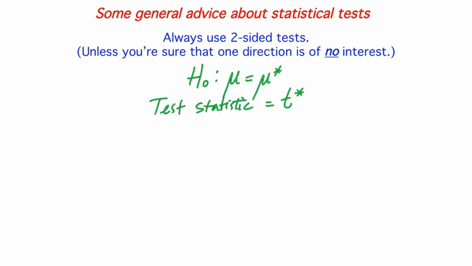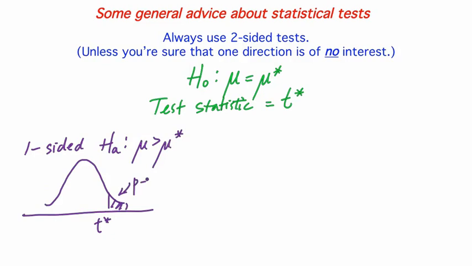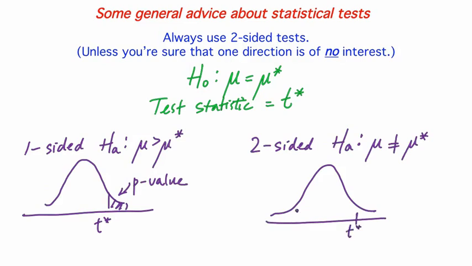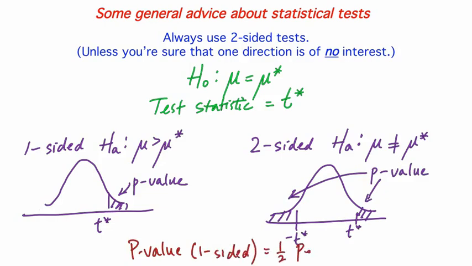In the one-sided case, suppose the alternative is that mu is greater than mu star. Our p-value is this shaded area, the probability of getting a value more extreme than what we got, which in this case is greater than what we got. For the two-sided alternative, where mu is not equal to mu star, more extreme than what we got includes both tails of the distribution, both the values that are bigger than t star and the values that are less than negative t star, since both are more extreme than what we got. So as a result, the p-value for the one-sided test is only half the p-value of the two-sided test. So for the one-sided test, we're more likely to get a significant result.